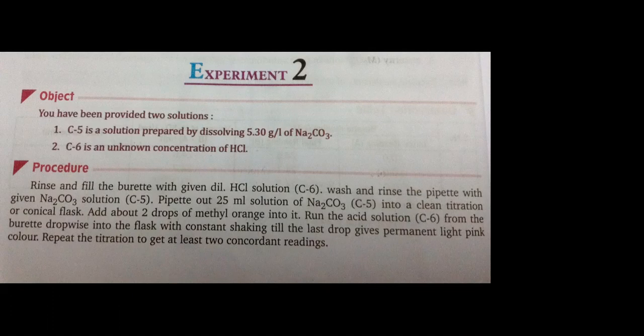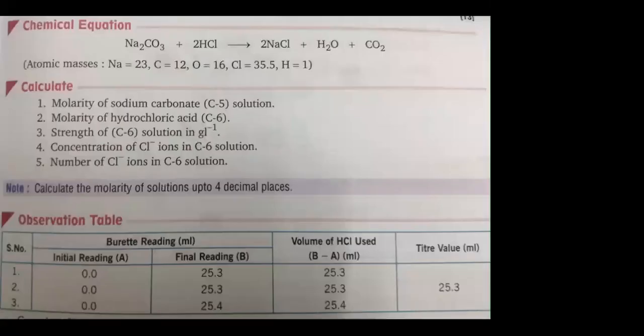Now, in this experiment number 2, you see the chemical equation is given. Sodium carbonate is reacting with 2HCl to form NaCl plus H2O plus CO2. Now, atomic masses will be given. These atomic masses only you have to use. Even if you feel that the atomic mass is given different, you will still have to use the atomic masses that are mentioned in the question.